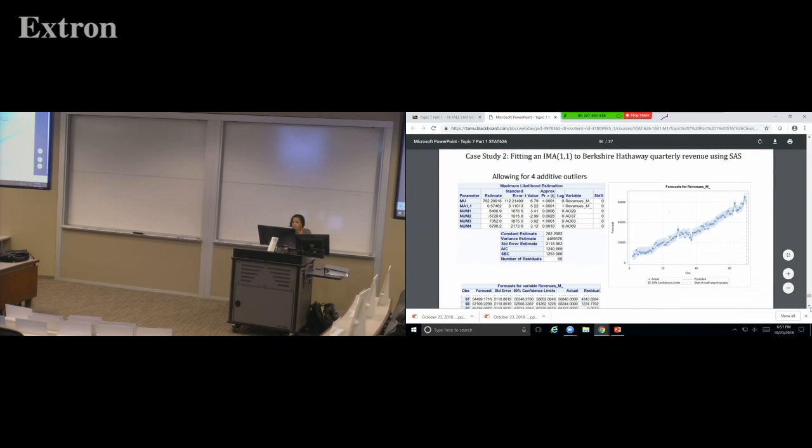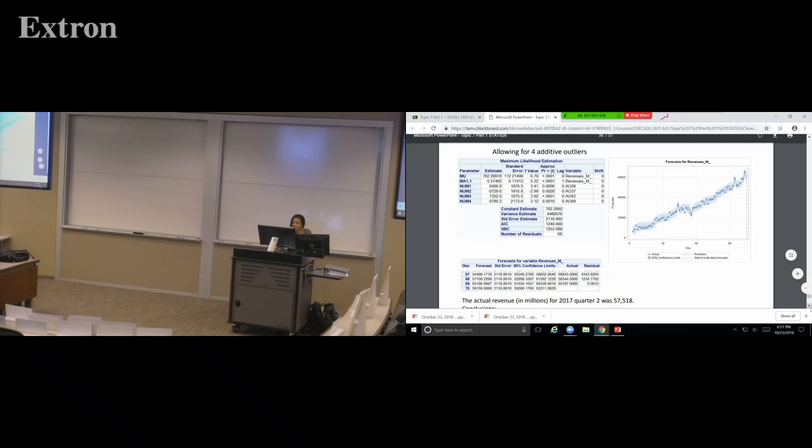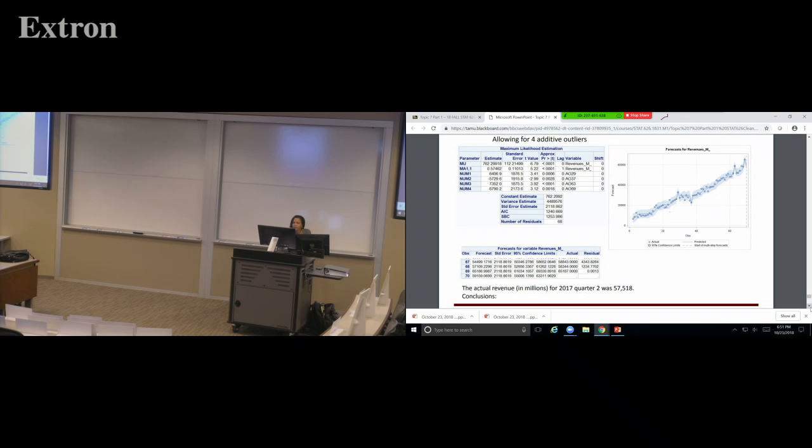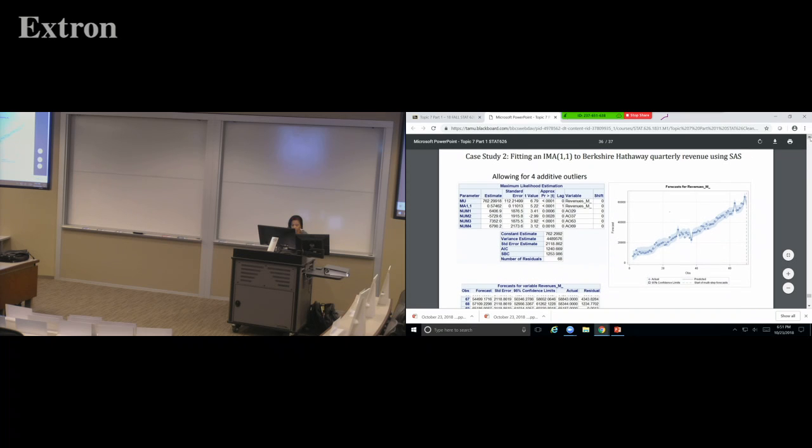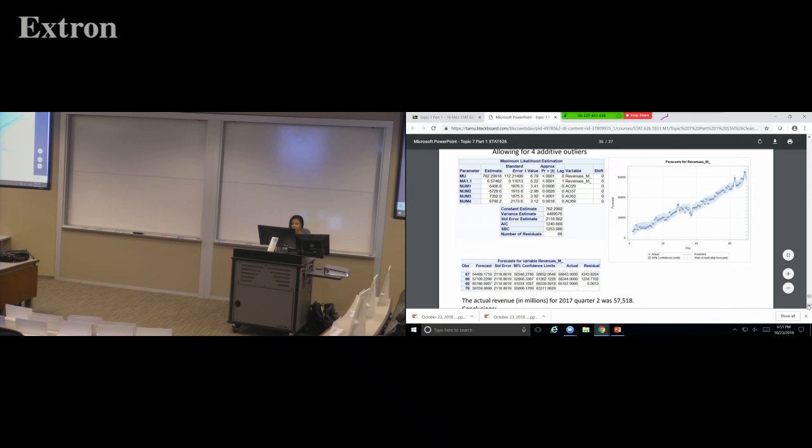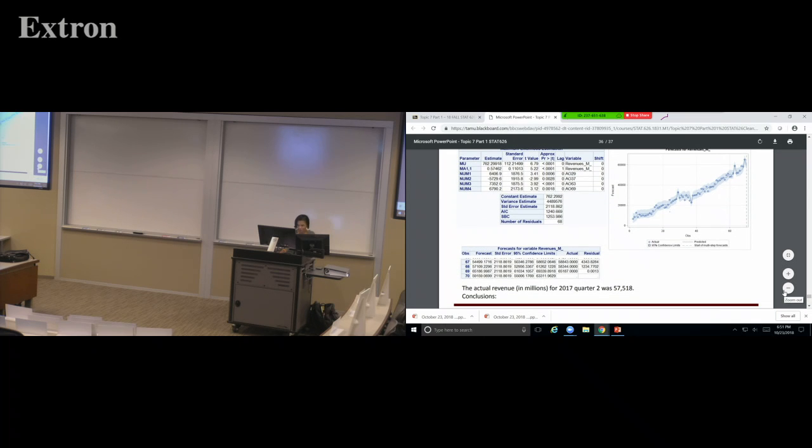Revisiting what we looked at, I'm sorry. I thought I just looked at this. Let me go to the top. Yeah. Okay, so allowing for the 4 additive outliers. Maybe I just, do I have the other model? Thank you. I was like, do I have duplicate slides?